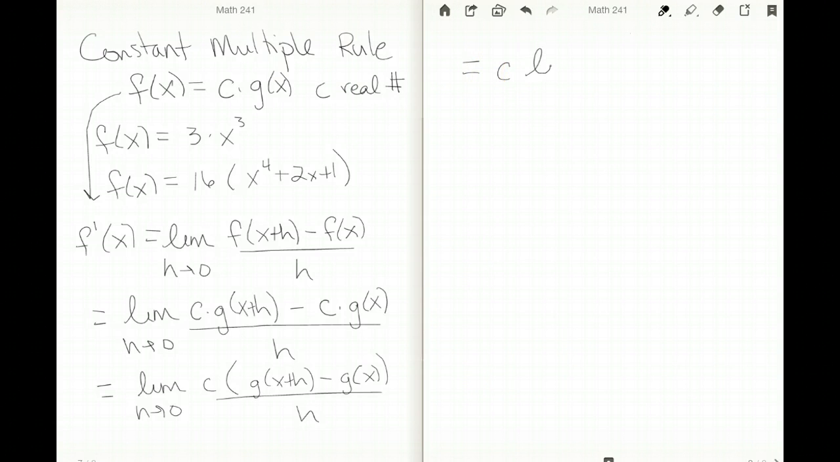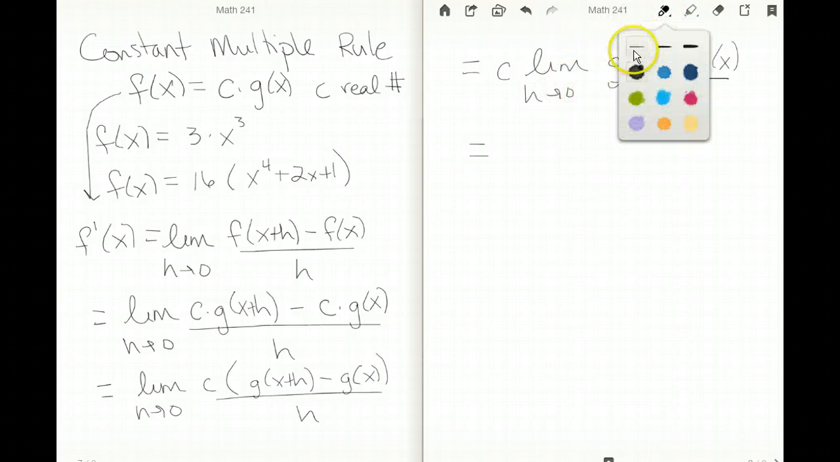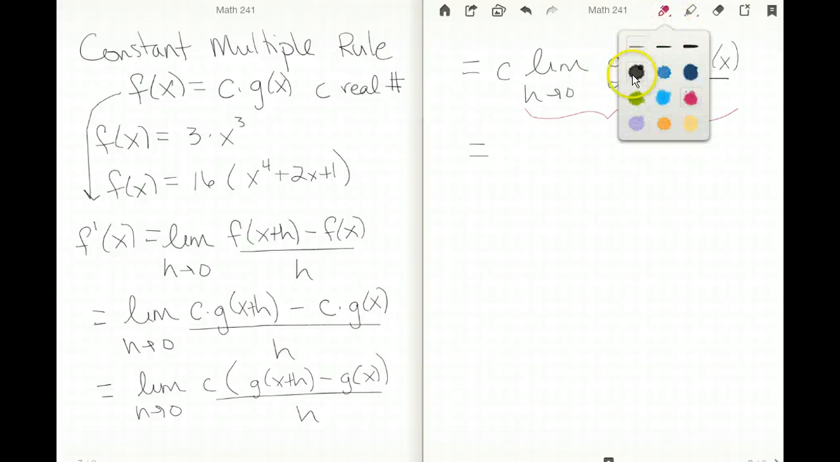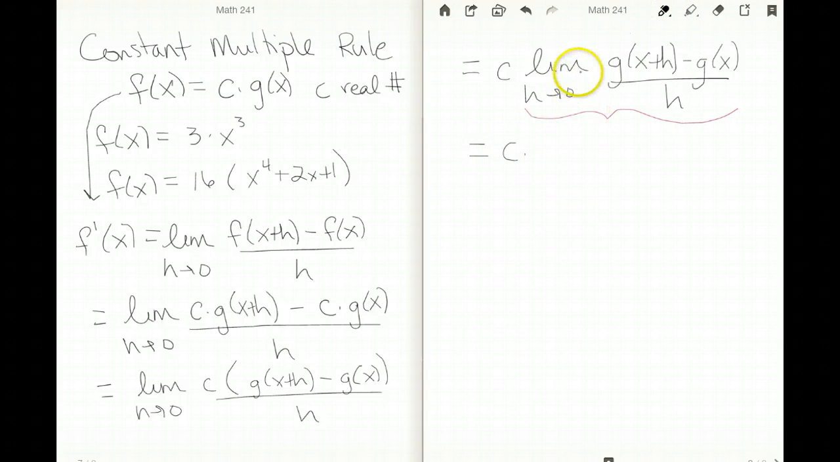So we have c times the limit, h going to 0, g of x plus h minus g of x all over h. And now hopefully this looks a little bit familiar because we haven't used the letter g before, but isn't this part over here on the right hand side a definition of a derivative? Limit h goes to 0, a function with x plus h plugged in minus a function over h. That's the definition of a derivative. Okay, so what this means is that this is c times the definition of a derivative, but the derivative of who? Not the derivative of f, the derivative of g. And how do I write that? The derivative of g, like that.